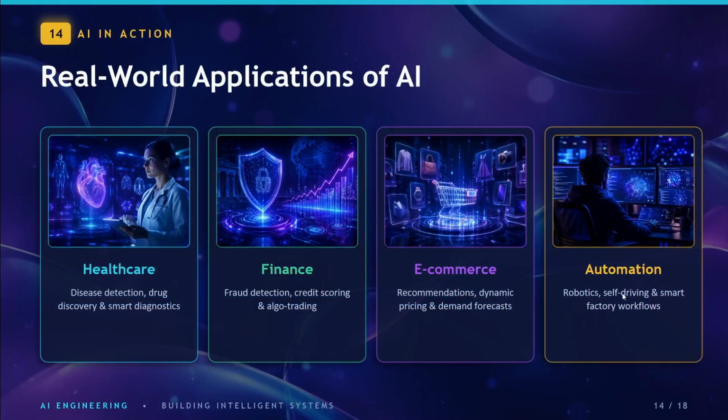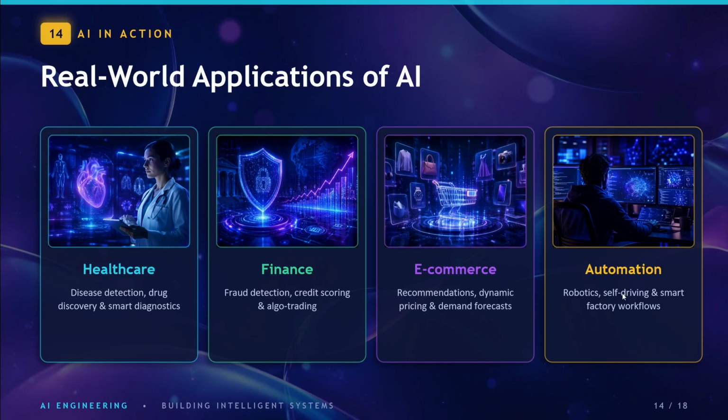Let's now take a step back and look at how AI is being applied across different industries in the real world, because understanding this context helps you see why this field is so valuable. First, in healthcare, AI is used for disease detection, drug discovery, and smart diagnosis, helping doctors identify illnesses earlier and helping researchers discover new medicines faster than traditional methods would allow.